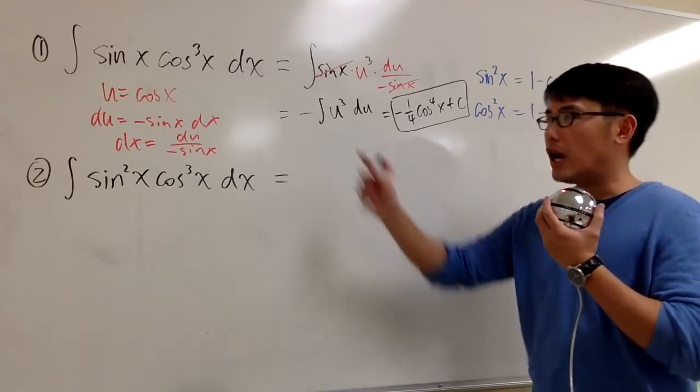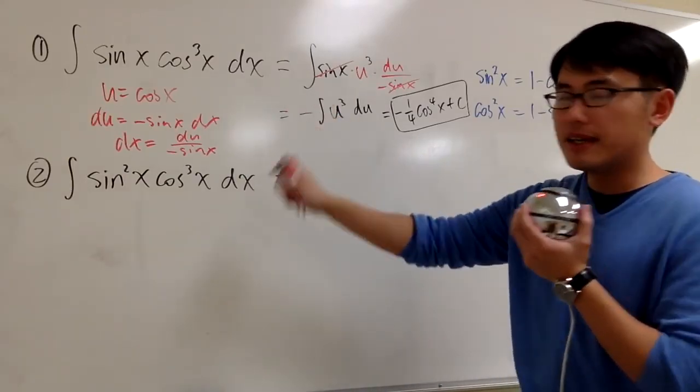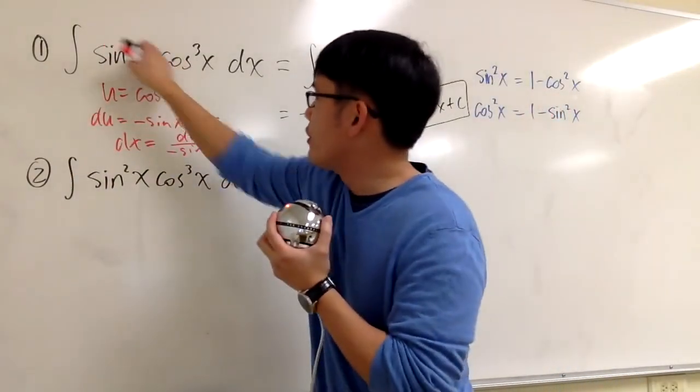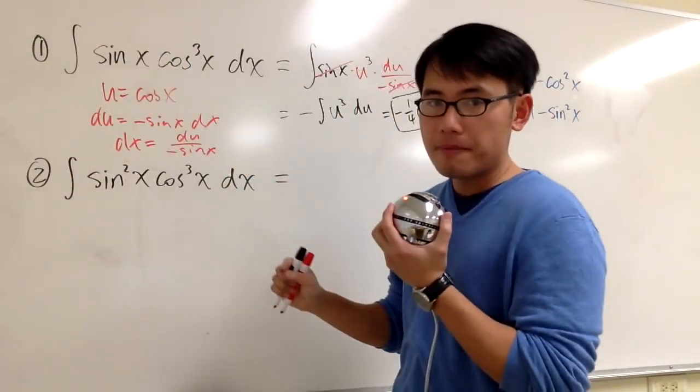And now let's take a look. How come that question is so easy? It's because we have a sine x outside, and we can cancel it out. Outside right here, compared to cosine to the third power, okay?